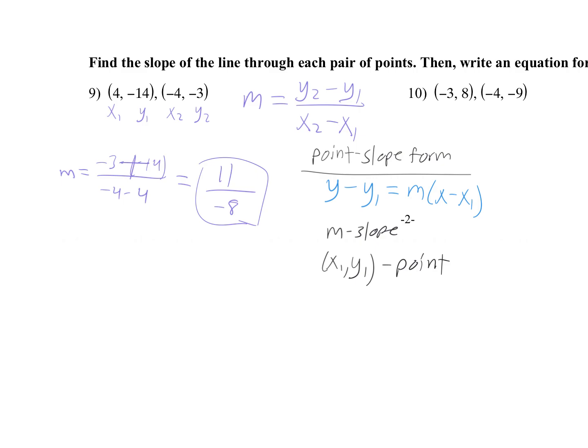All right, so it doesn't matter which point you plug into point slope form. I'm just going to use the second one. Again, doesn't matter. I'm going to use -4, -3. So to plug it into point slope form, we're going to get y minus -3 is going to become a y plus 3. Our slope is -11/8. And then x minus x1 is going to be minus -4, which is plus 4.